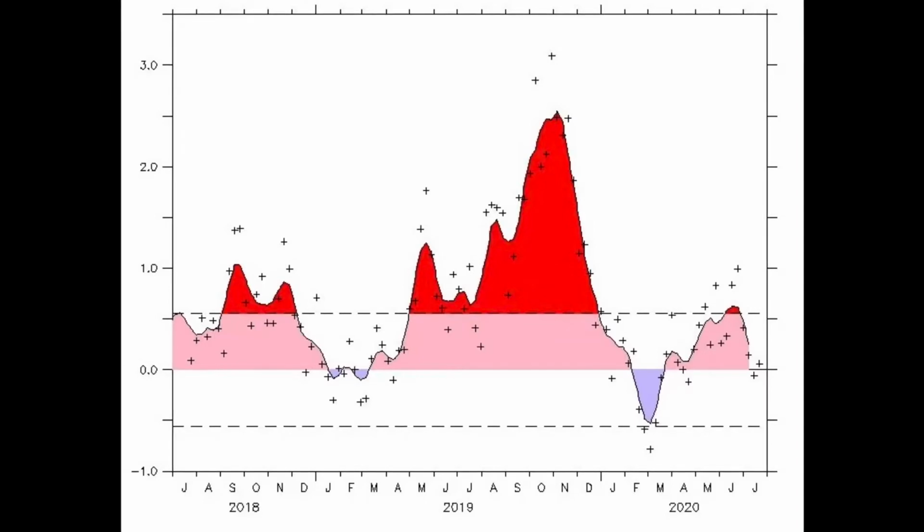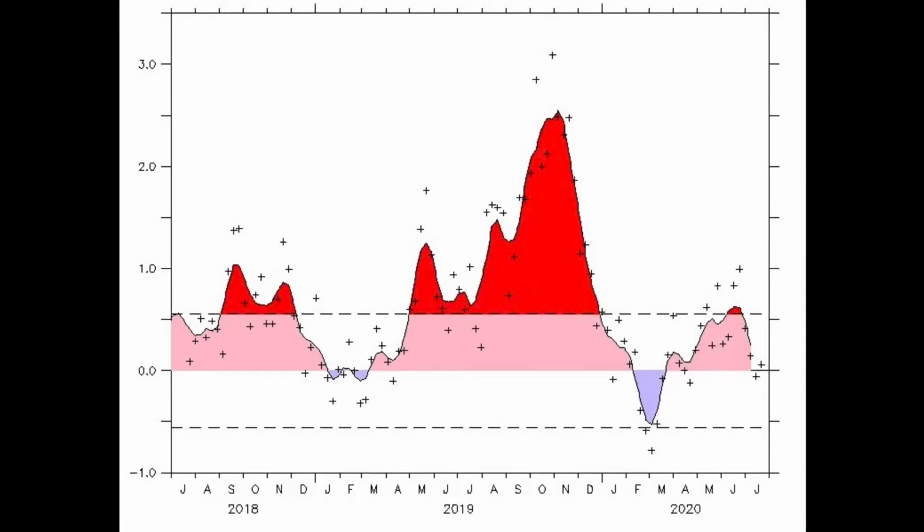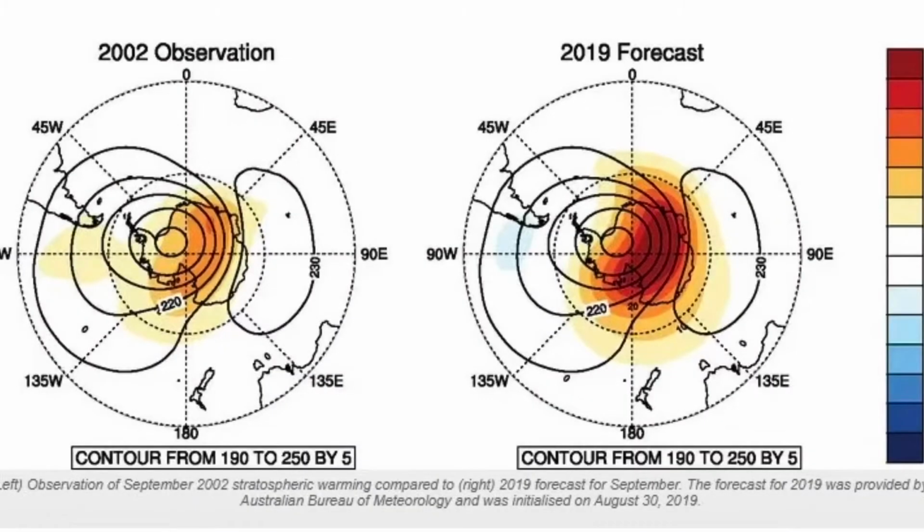Other various sea surface temperature oscillations, including El Niño Southern Oscillation, or ENSO, contribute to the climate in Australia. Although ENSO remained neutral during 2019, these teleconnections can often work together to create extreme drought or pluvial events in Australia. Another teleconnection that influences the climate in Australia is the Southern Annular Mode, or SAM.